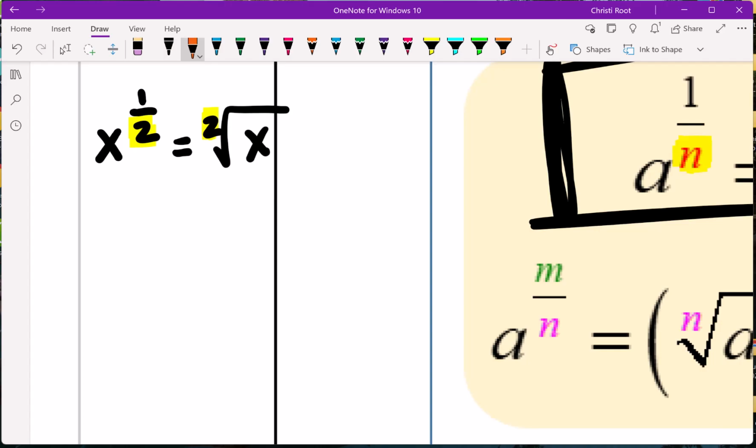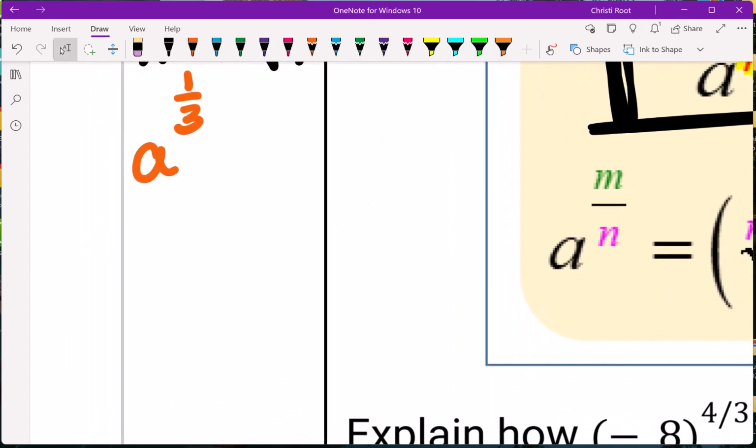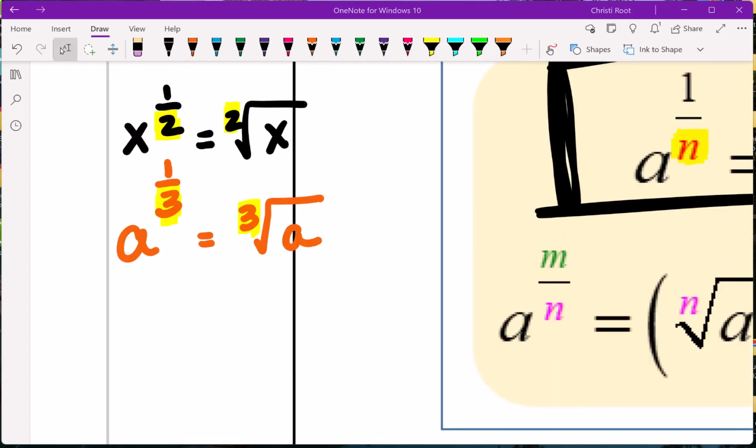So let's try a to the power of 1/3. Now that looks really intimidating, but you know the code. If the denominator is 3, then you can immediately change its form to a cube root of a. The important thing is that your index, or the root, is going to be the same as the denominator in your fraction exponent.